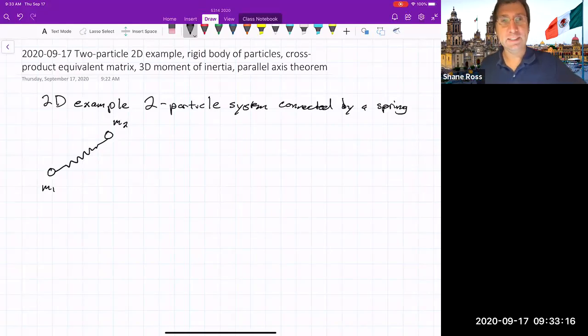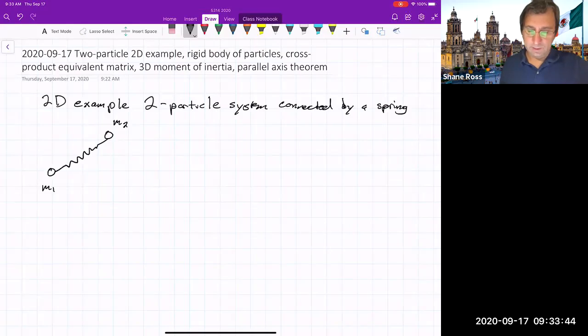How do these things move? And maybe you have some intuition. This spring only acts along the line between the two. So in general, the motion will probably look like this thing kind of moving in a straight line and then this thing oscillating back and forth. But then if it had some initial rotation, it could do something else. So can we figure that out?